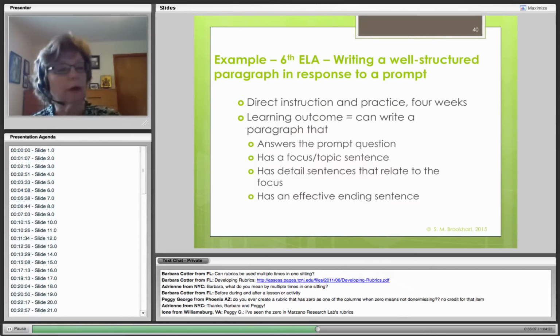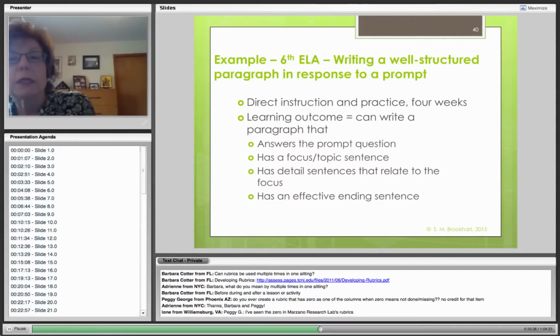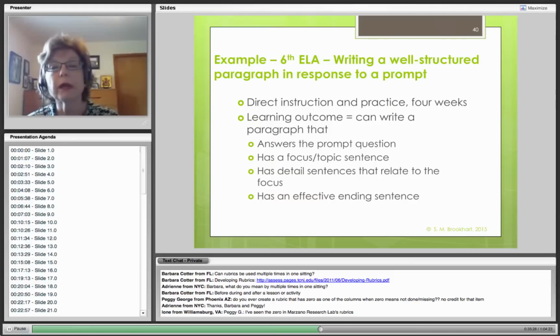Now, English teachers out there, I know there are lots and lots of other ways to write a paragraph. This teacher, this is a real example from a real teacher, she wanted them to write a paragraph that answers a particular question with a focus or topic sentence, which later on in their careers will turn into thesis sentence, I think, supports the topic sentences with details, and then has an ending sentence. Again, not the only way to write a paragraph, but that's what she wanted.